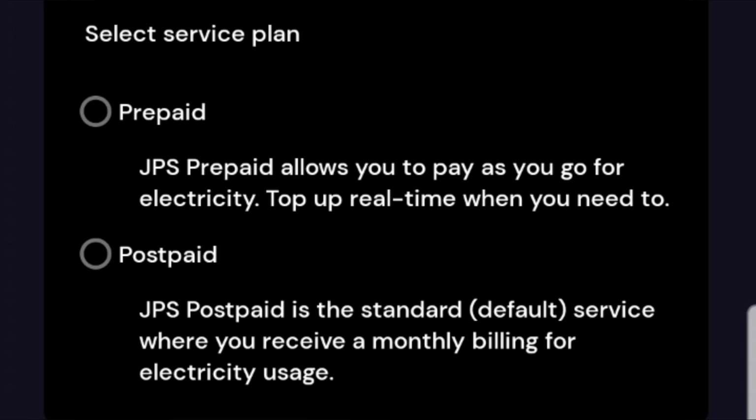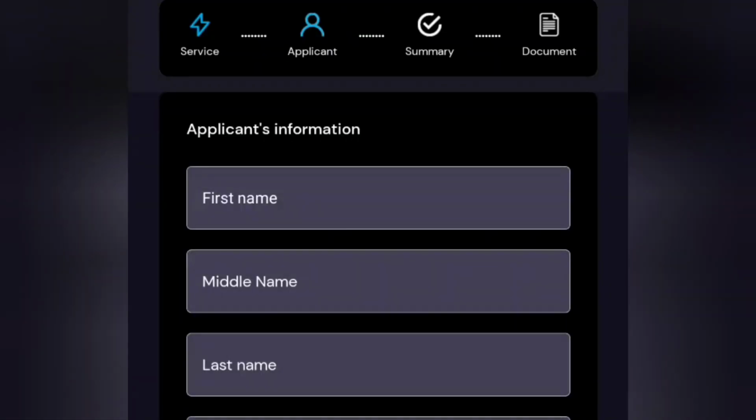For the type of plan, you have prepaid and postpaid. Prepaid is where JPS allows you to pay as you go for electricity, and you top up in real time when you need to. Postpaid is the standard or default service that we are used to, where you receive a monthly bill for your electrical usage, at the end of the month. You're going to select postpaid and continue.